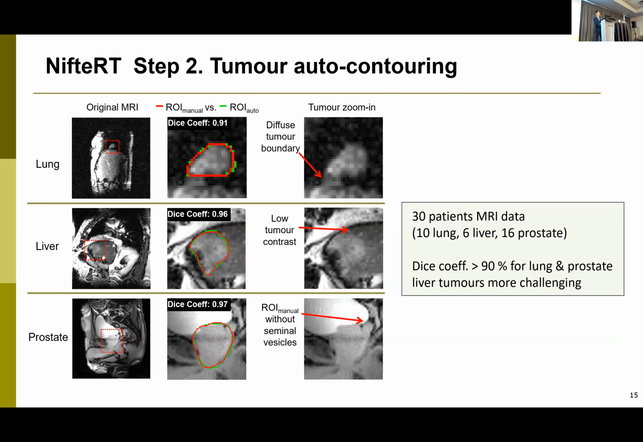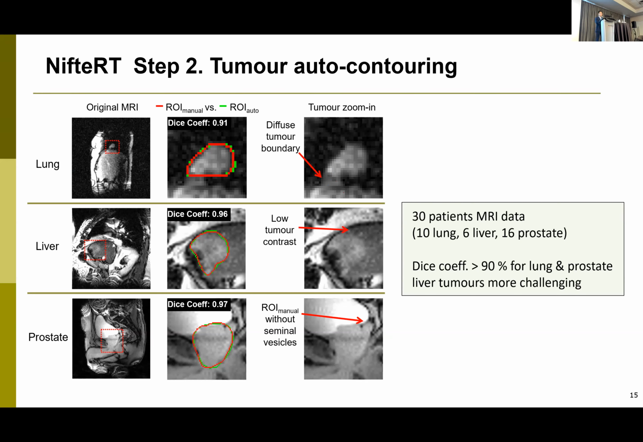So these are a few examples: lung, liver, prostate. The red contour was done by an expert, a radiation oncologist. The green contour was done by the software. And then I'm giving you the Dice coefficient between the two, showing the agreement. And these are all difficult cases. In the lung case, sometimes we have this diffuse tumor boundary between the lung tumor and the healthy tissue, and it's intermittent. Sometimes it's there, sometimes it's not.